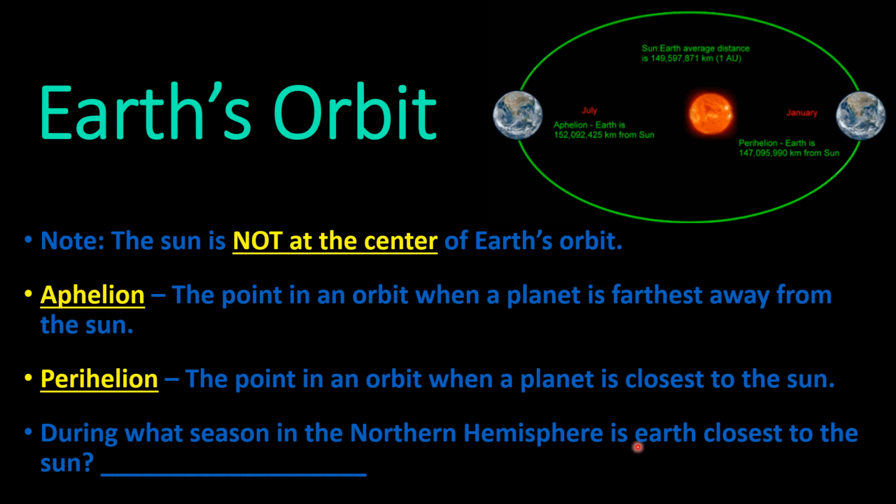Now, during what season in the northern hemisphere is the Earth closest to the sun? Remember, we're closest to the sun at perihelion in January, right around January 3rd, which is wintertime in the northern hemisphere. It is summer in the southern hemisphere. So if this was opposite, our winters actually would be a little bit colder and our summers would be a little bit warmer. So it actually kind of buffers things out for us a little bit.